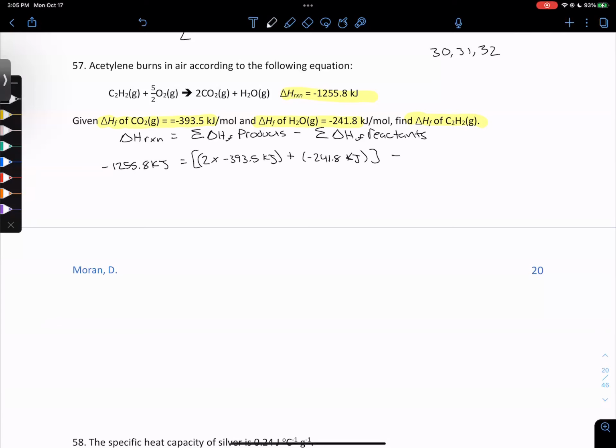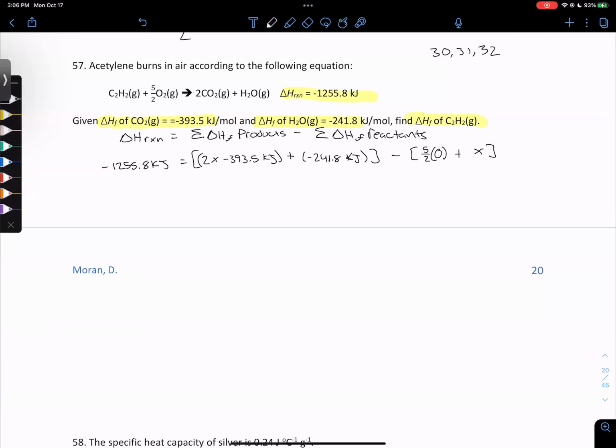Now, from that, we're going to subtract the sum of all the heats of formation from the reactant side. We would have 5/2 moles of oxygen gas, but we know that the heat of formation of oxygen gas is 0 because it's already in its natural state. So I'm not even going to include it, but actually I'll just include it for simplicity, so that we all see. So 5/2 times 0, it just goes away, right? And we're going to add to that the heat of formation of acetylene, but that's what we're looking for. So we're going to say X. Okay. Any questions so far?